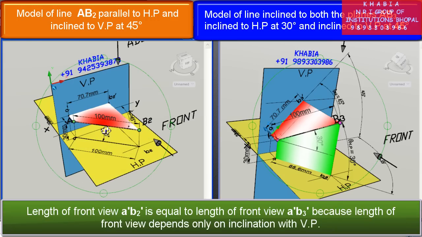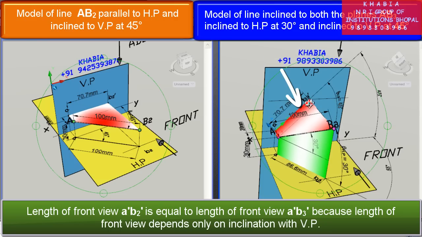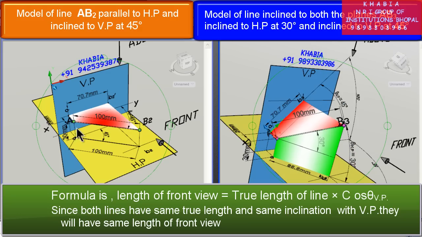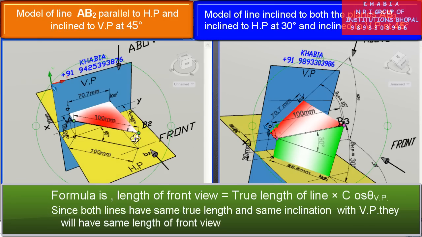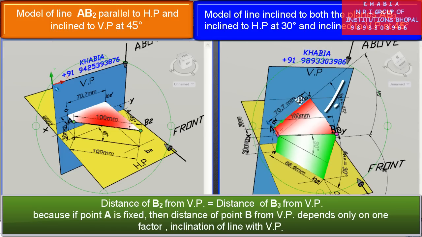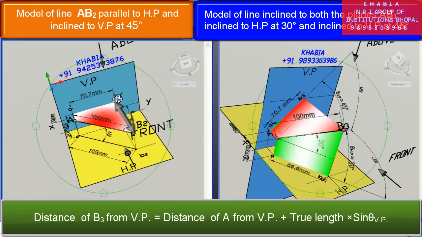And you can observe that length of front view A'B2' is 70.7 mm as measured by AutoCAD, and length of front view A'B3' is also 70.7 mm as measured by AutoCAD. Hence, simple line AB2 gives us the length of front view of line inclined to both the planes AB3. Second thing to be observed is distance of point B2 from vertical reference plane is equal to distance of point B3 from vertical reference plane, because B3 is equal to capital B2 small B2 dash.